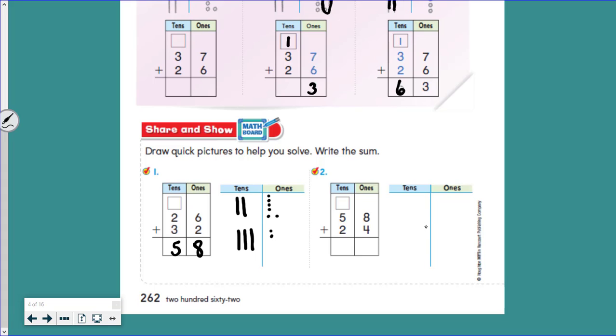Let's do another one together, okay? Because this one does have regrouping, okay? Yes, I know. I just know it from looking at it, right? I'm an adult. It's what we do.